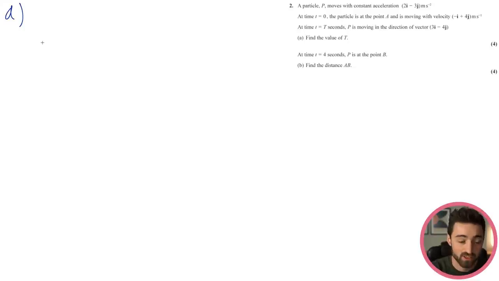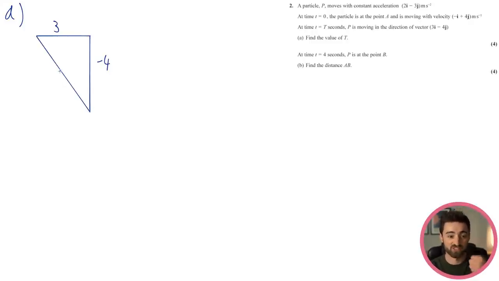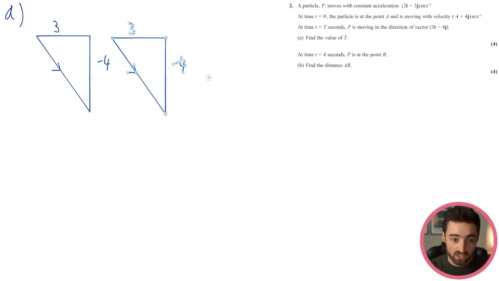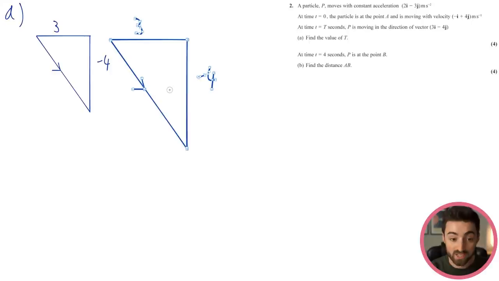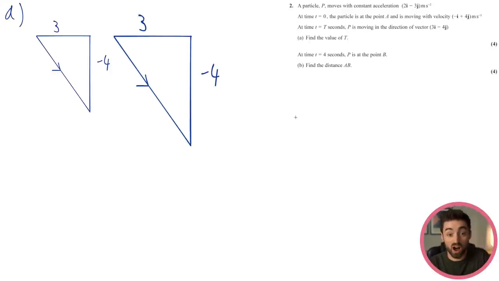The vector 3i minus 4j, imagine it's represented like this, isn't it? I'd have 3 going this way and then 4 going down this way. So it'd look like that. If this was a velocity, my resultant velocity would be going down that way. We're not told that our velocity is that, but what we are told is our velocity is moving in the direction of this. So it could be a lot smaller, could be a lot bigger. We don't know, essentially. So this could be what our velocity looks like.